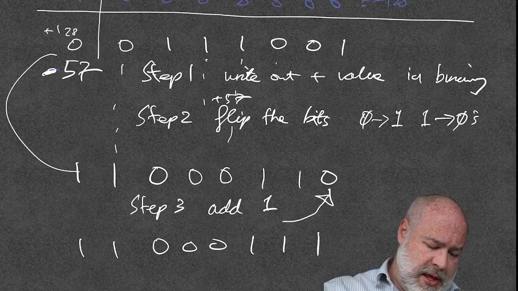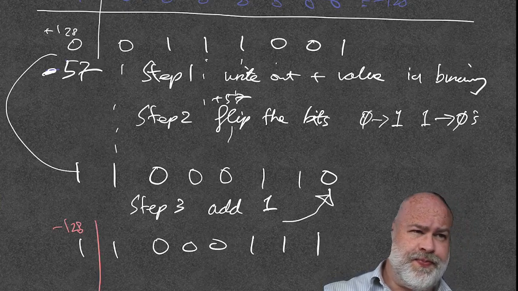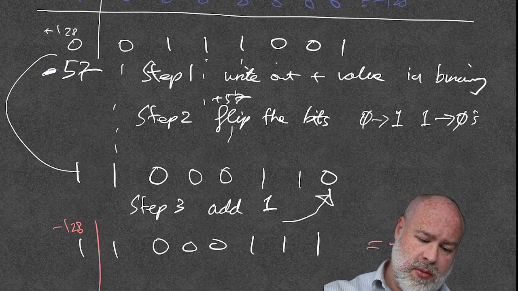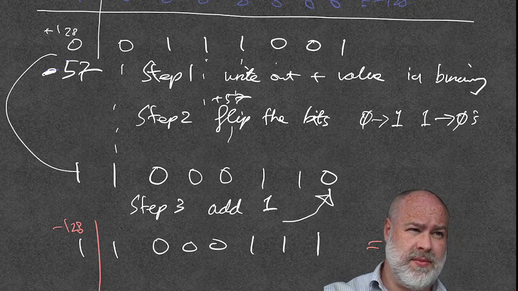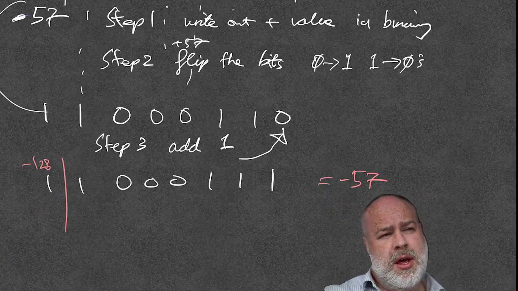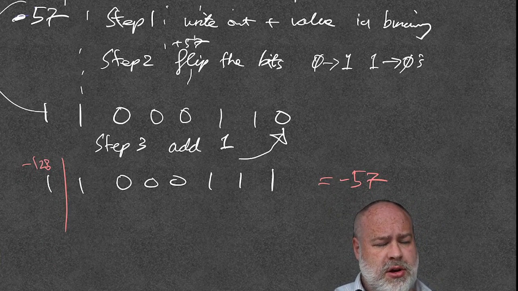And because this is a signed integer, we know that that's minus 128. Okay, that's minus 128. This should equal minus 57. It should equal minus 57 if we've done this correctly. So we're going to, and this is the trick that I'm going to show you, prove it.